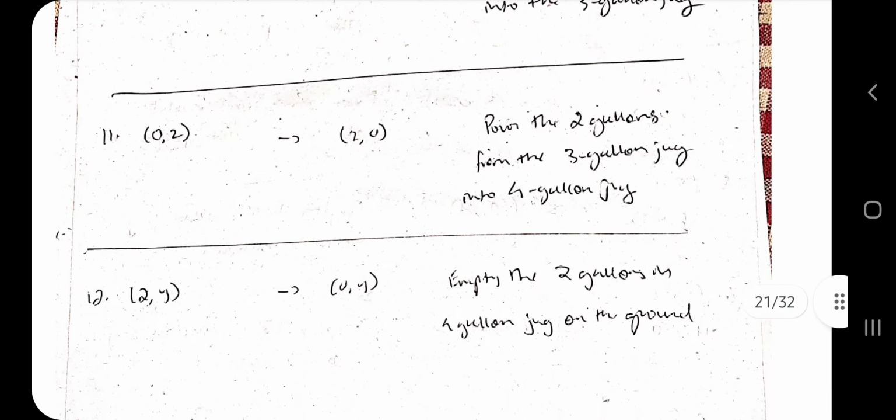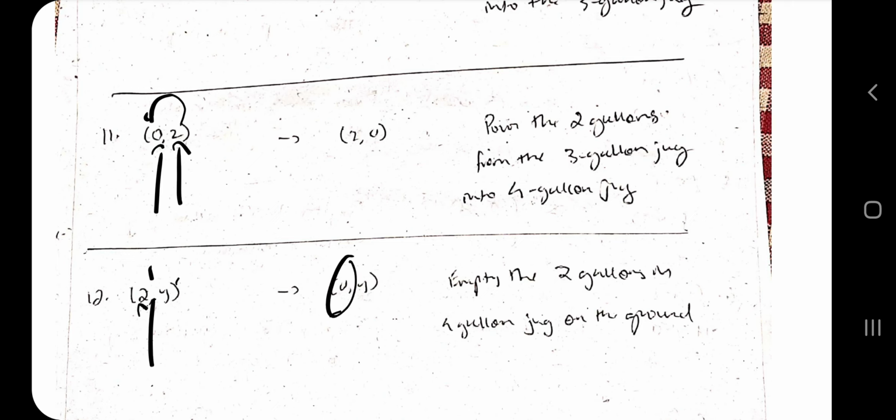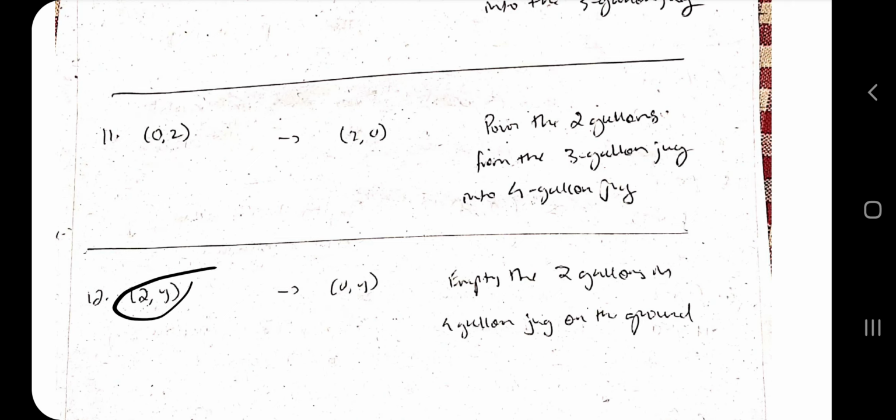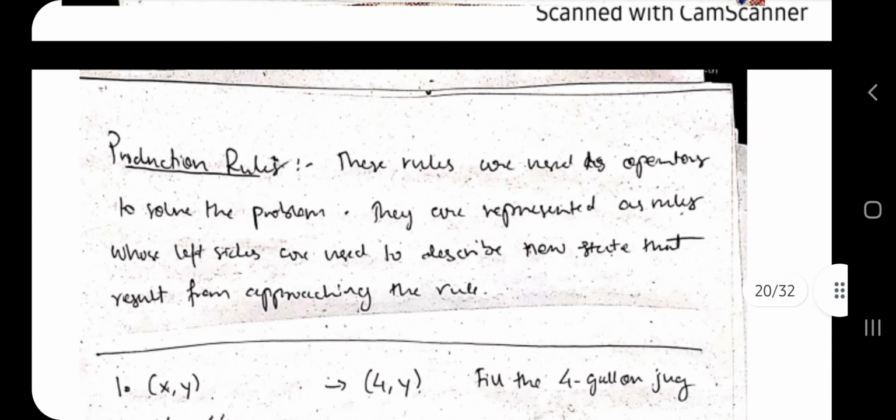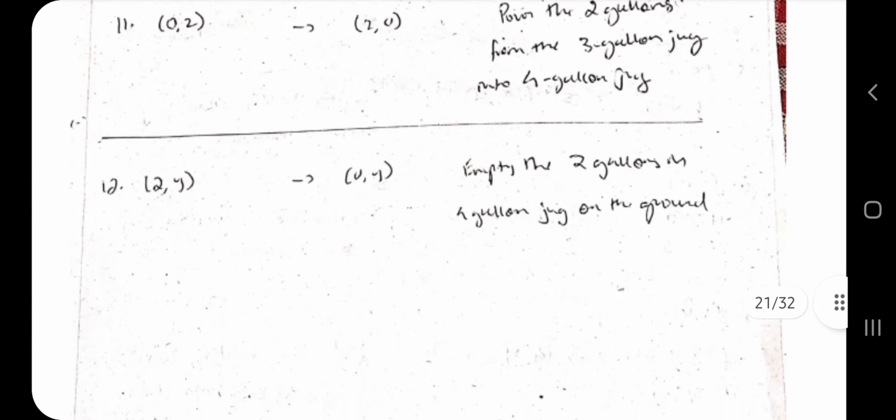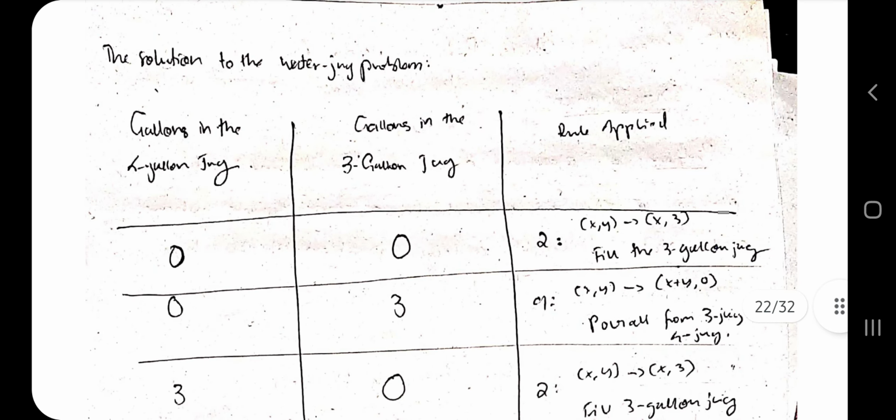And if it is like 0 comma 2, pour from 2 to 0. If it is 2 comma y, just throw the water which is in the 4 liter jug. Means we have reached the final state. We do not need any more water. We can just empty the gallon. Okay, those are the rules you have to write. Just go through it once, you can get to know. Just remember this one, very very important. It's compulsory for you to write.